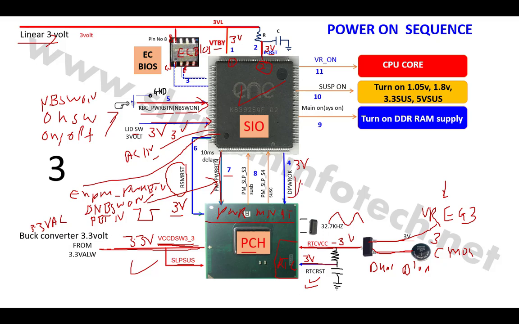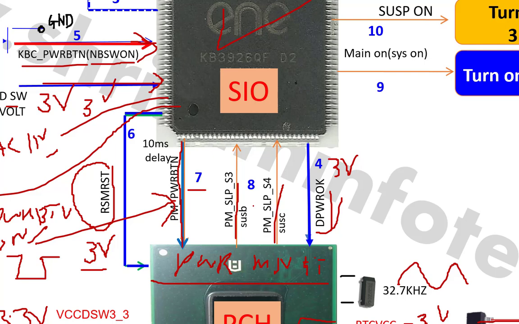Then the PCH sends these two signals, called PM_SLP_S3 and PM_SLP_S4. PM SLP S3 or SLP S4. Both signals are 0 volt, but once PCH gets this input power button, PCH will respond and convert both signals into 3 volt. That means you can check both signals on the SIO at 3 volt.